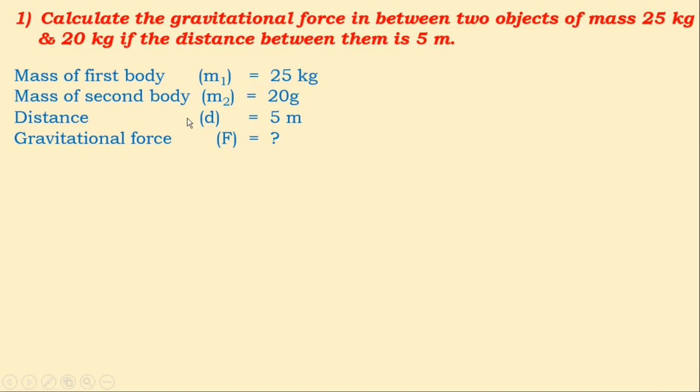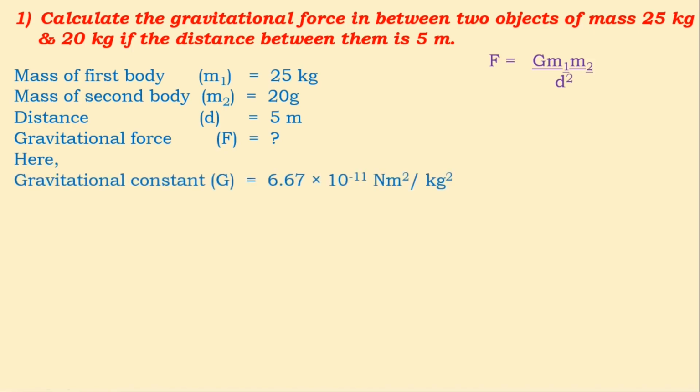Now the numerical problem written in words is converted to mathematical form, but here one quantity is missing, that is the gravitational constant. To solve this numerical problem, we are using this equation. M1 is given, M2 is given, d is given, and F is the question, but capital G is missing, that is the gravitational constant. So we mention that the gravitational constant G equals 6.67 into 10 to the power minus 11 Newton meter squared per kg squared. Now we are going to solve the problem using this equation.